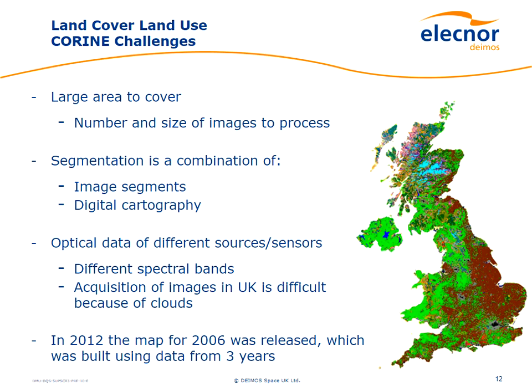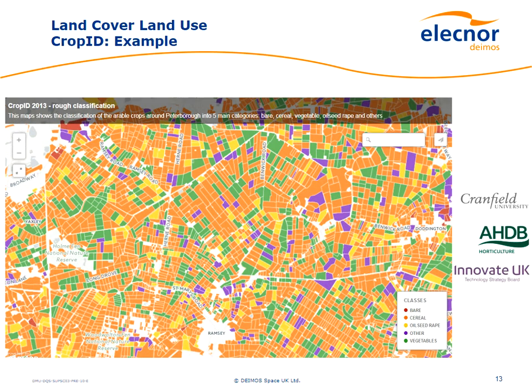So the acquisition, as I said, is quite difficult because of the cloud. So it's not a straightforward classification, because then you have all the images to put together and the different dates and the different weather conditions on every day. And as I said, the map for 2006 was released in 2012. So it's an idea of the complexity. If we scale it down, for example, we have this project called Crop ID, where we are trying to classify all the crops in the UK as well.